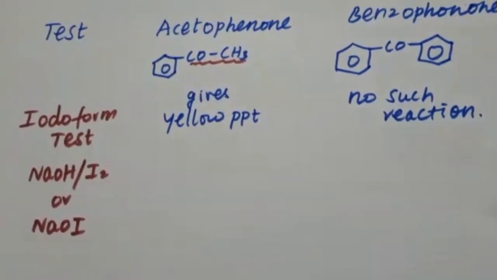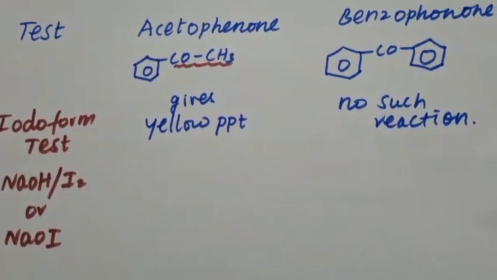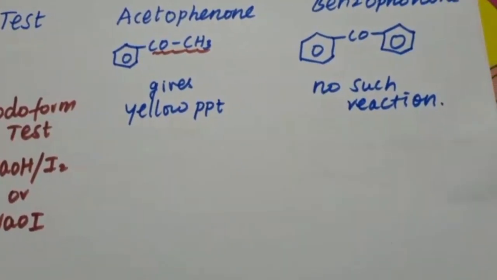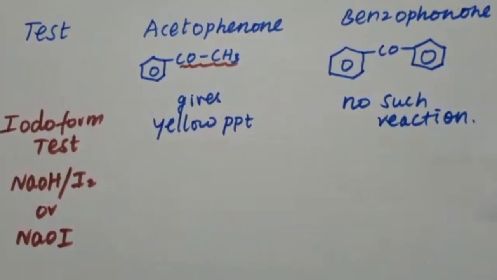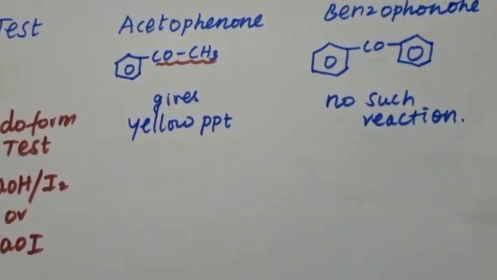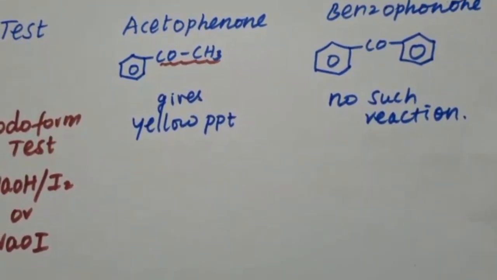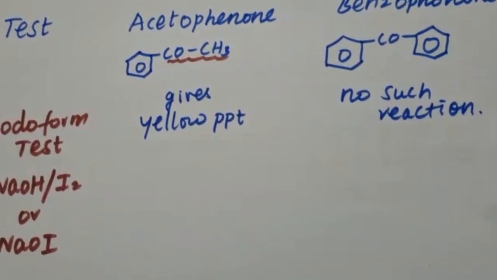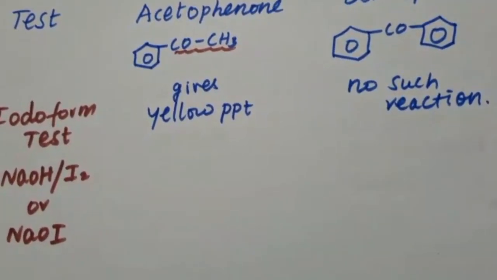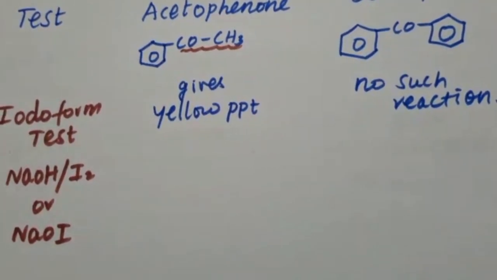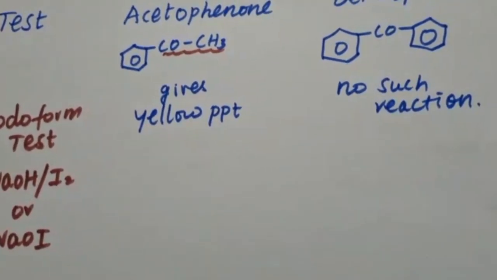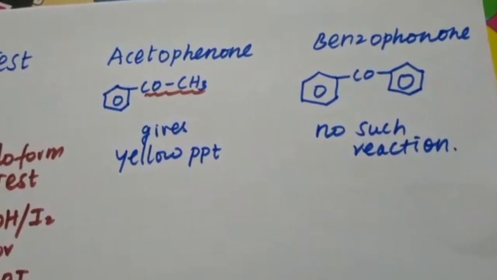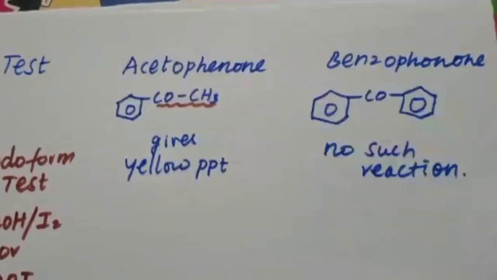This question here is: distinguish between acetophenone and benzophenone. On knowing the structure, acetophenone is a methyl ketone, so it forms iodoform precipitate with iodine and NaOH. That is the iodoform test it answers. Whereas benzophenone gives no such reaction with iodine and NaOH.